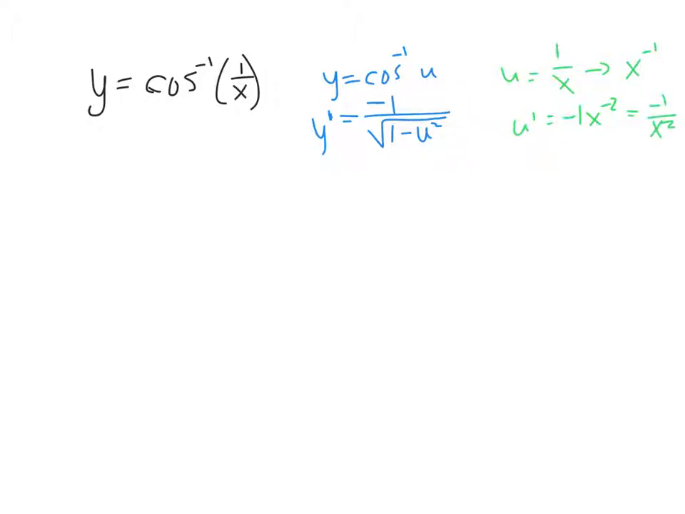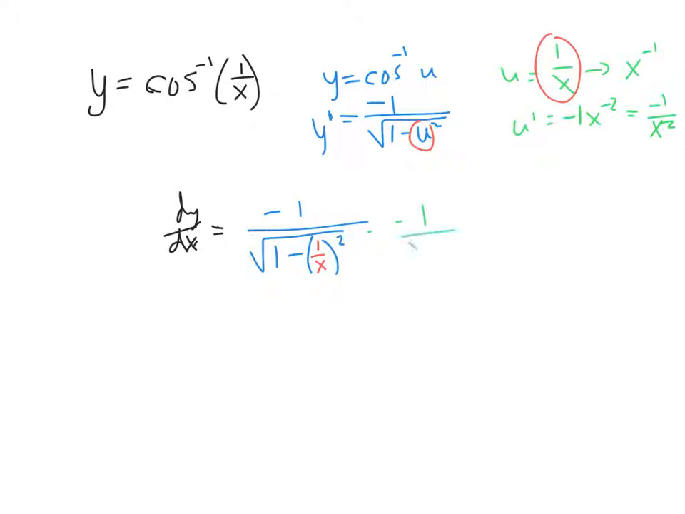And now I'm going to put those together. So my chain rule tells me that dy dx is going to be dy du, or y prime, times du dx, or u prime. So that's going to be a negative 1 over radical 1 minus, let's go ahead and put my u in. So my u is 1 over x, and that's going in for u here. And then times negative 1 over x squared.